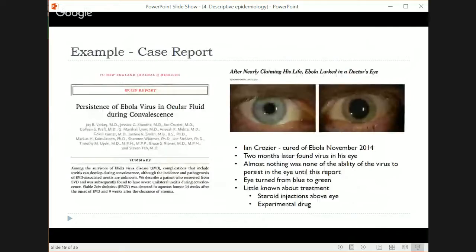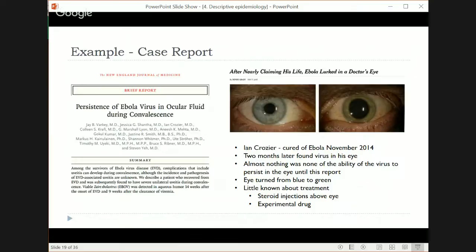All right, so an example of a case report. This is titled Persistence of Ebola Virus in Ocular Fluid During Convalescence. Ian Crozier was a doctor that came back from working in West Africa during the Ebola outbreak. He was one of a handful of cases that came into the United States. He was treated at Emory Hospital in Atlanta, Georgia, and he was considered to be cured of Ebola in November 2014.